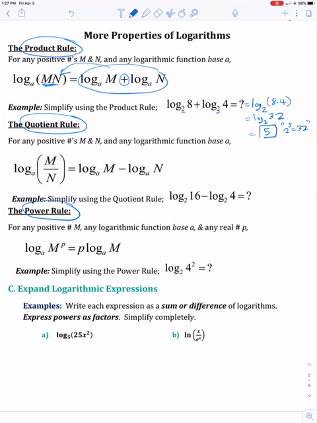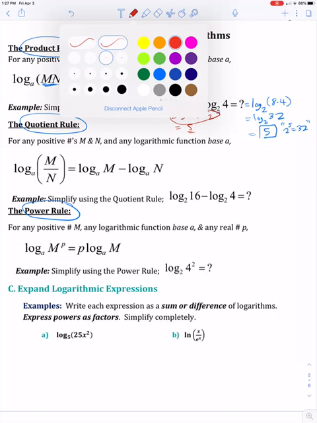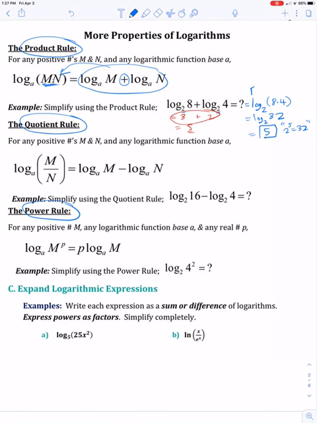Now, you could also get there looking at these logs individually. So just to show you this property, what's log base 2 of 8? 2 cubed is 8, right? So it's 3. What's log base 2 of 4? 2 squared is 4. So again, what's 3 plus 2? It equals 5. So you see it over here used with the product rule. So I used my product rule to simplify this logarithm.